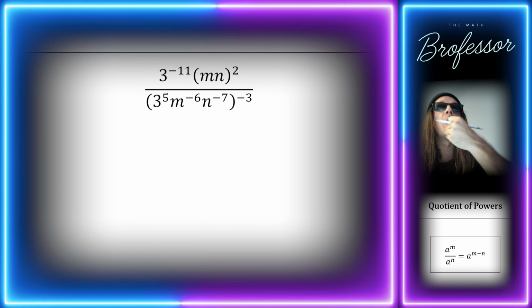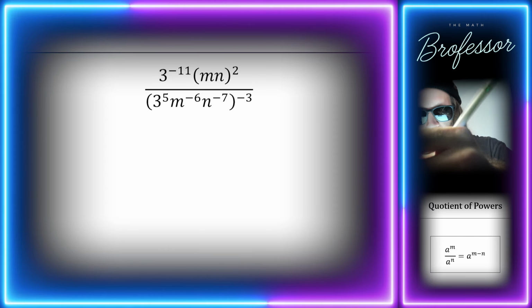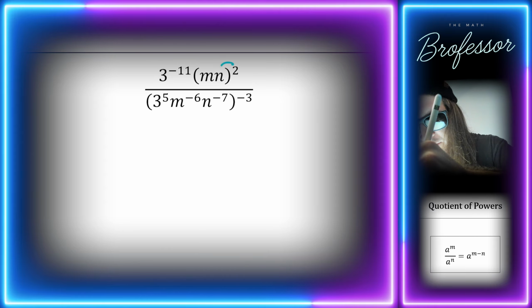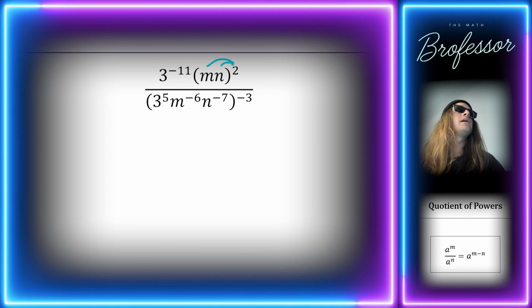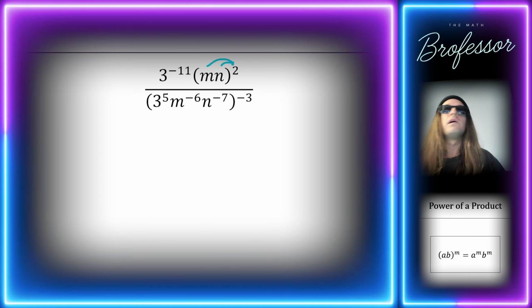What do we want to do? I'm going to distribute exponents first. Sure, why not? That 2 needs to go to everything right there. That right there is a power of a power. No, just kidding. Power of a product, right there. Okay, that's the first thing.